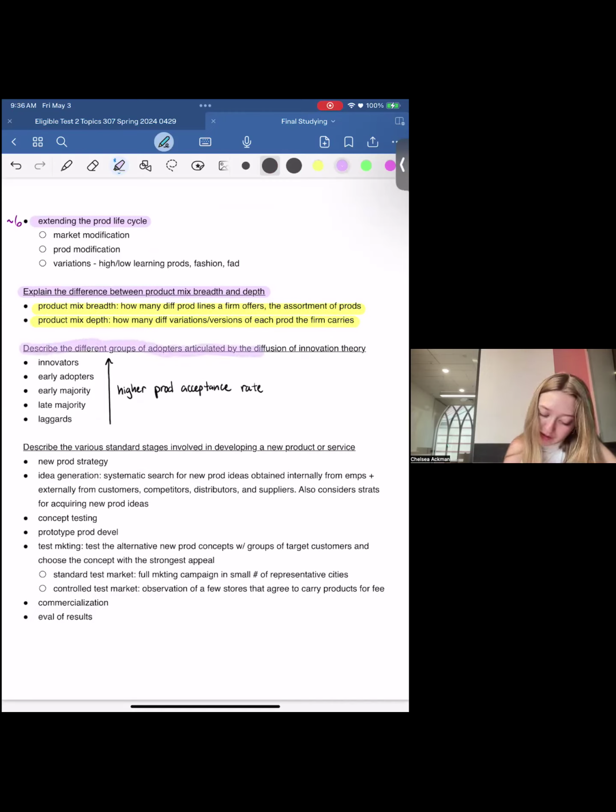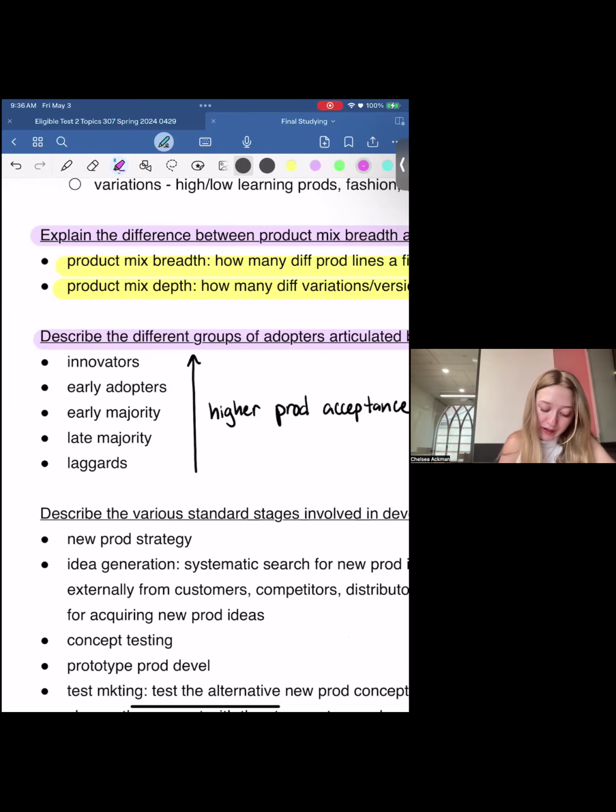Describe the different groups of adopters articulated by the diffusion of innovation theory. So we have the little diffusion curve that shows different customer groups at different times, different groups of adopters, I suppose is what this is calling it. Those include innovators, early adopters, early majority, late majority, and laggards.